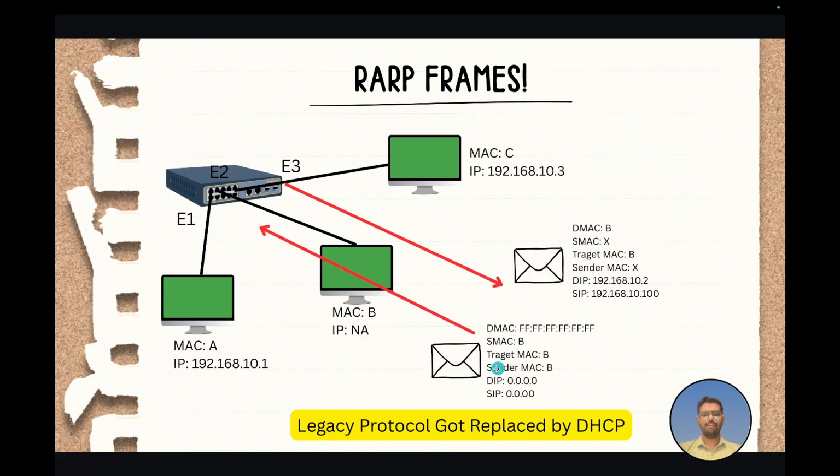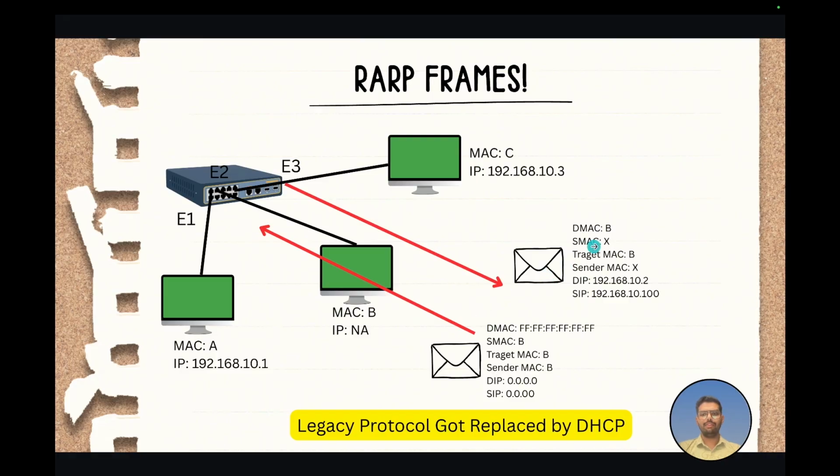As you can see, this is how the packet looks. The destination MAC address is all Fs because we don't know who is the machine that will process this frame. Source MAC is B because this machine wants to get the IP address. Initially this machine doesn't have an IP address, so this packet will be sent during the boot process. Target MAC is B, sender MAC is also B, and source MAC is also B. So all three addresses are B because at the end we want to get the reply on that machine, and the destination and source IP are both 0. So this is how a typical RARP request packet looks.